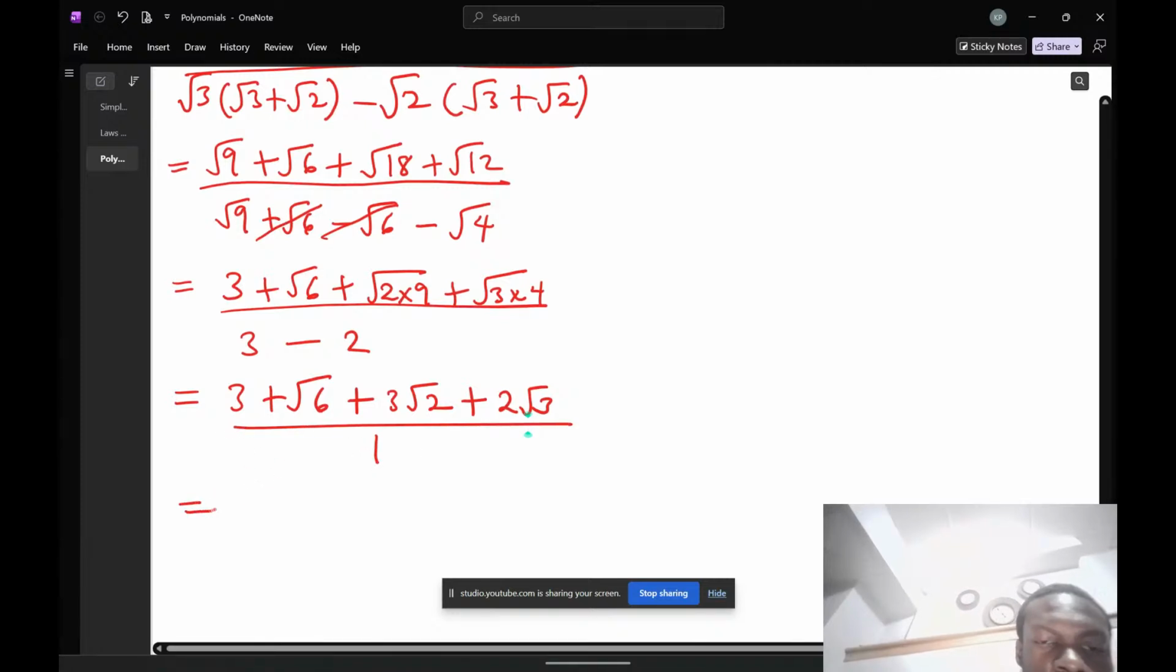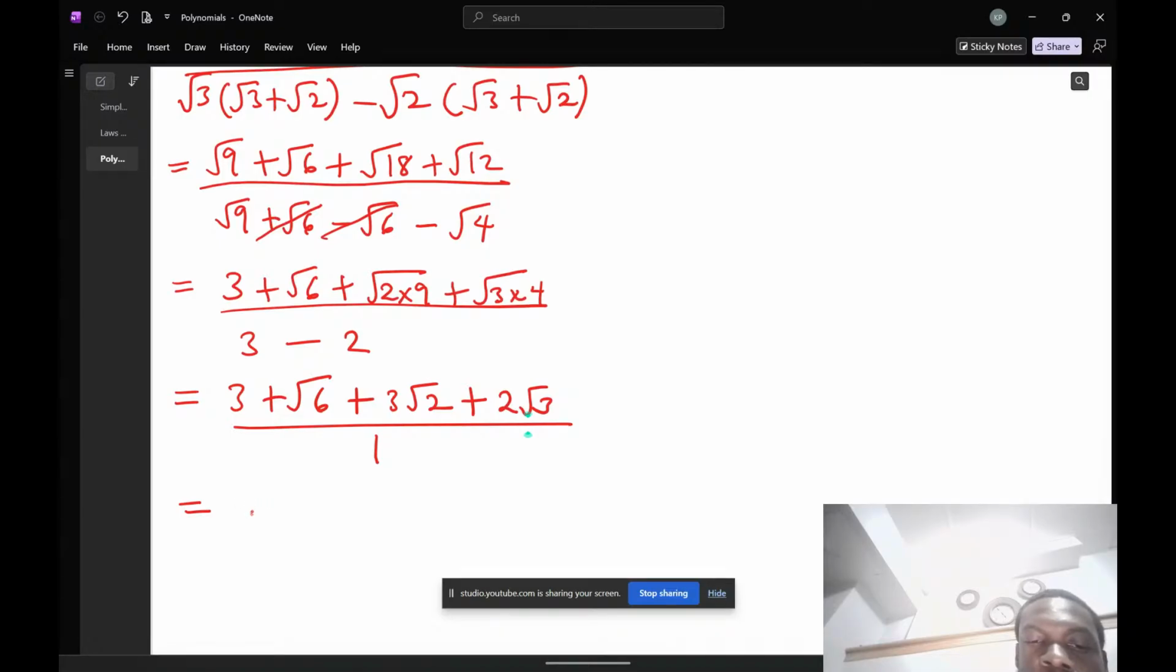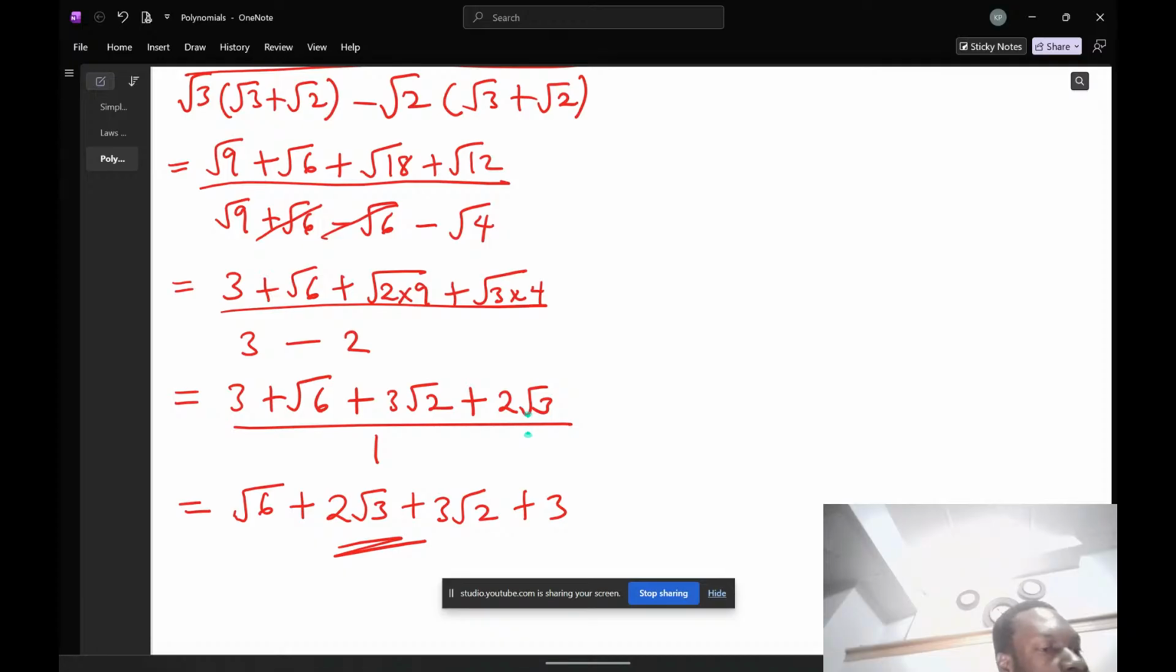Now I want to write out all the ones that are roots first, then I'll write the whole numbers behind. So I can write it as root 6 plus 2 root 3 plus 3 root 2 plus 3. So this will be our final answer.